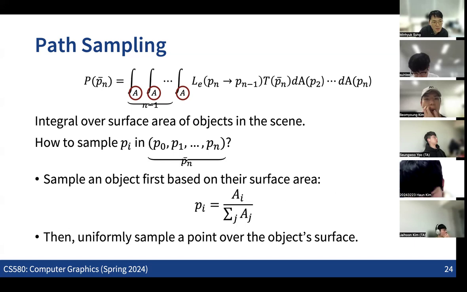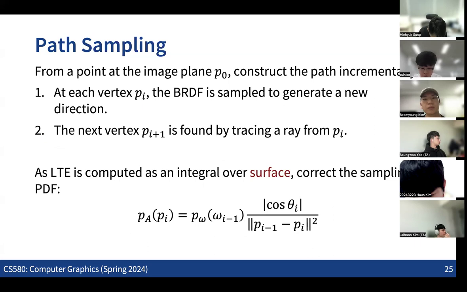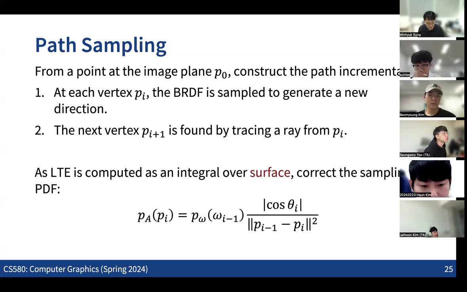And then what we do in this path construction is, starting from a point in the image plane, we construct a path in an incremental way. For every point p_i in the trajectory, we first sample the solid angle based on the BRDF for that point, and then we generate a new direction. Then we simply trace the ray and find the next intersection point, p_i plus one. We repeat this process until we reach the limit of the path length, or until we reach some kind of light source. So this is a very simple, high level idea.